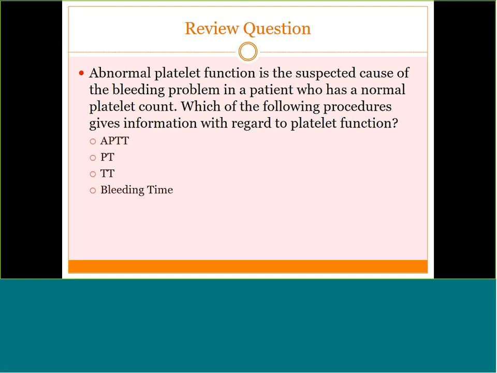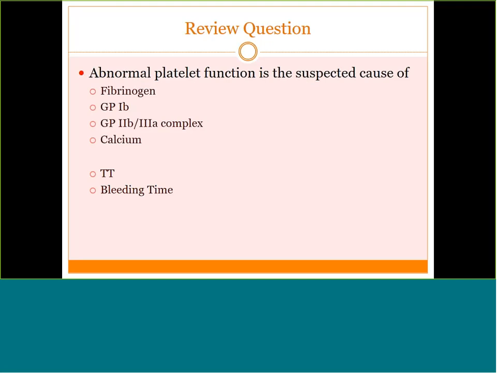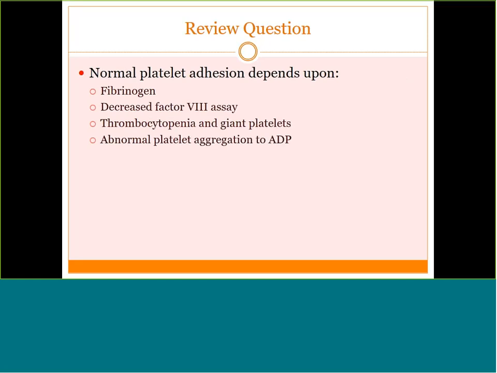Abnormal platelet function is a suspected cause of a bleeding problem in a patient who has a normal platelet count. Which of the following procedures gives information with regard to platelet function? So the only one of these that will tell us how our platelets are functioning is the bleeding time. Normal platelet adhesion depends upon, so we all know that platelet adhesion is all about von Willebrand factor, and the receptor for von Willebrand factor is glycoprotein 1B. It's technically 1B9, they just didn't write the full thing out. So glycoprotein 1B.